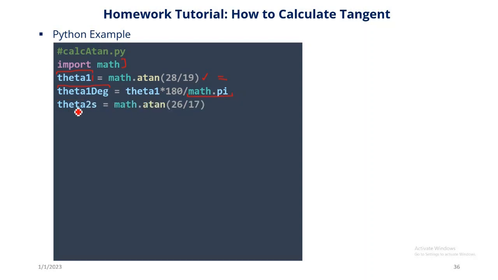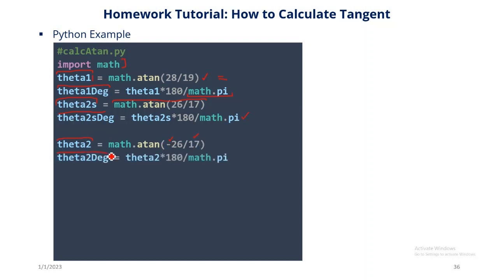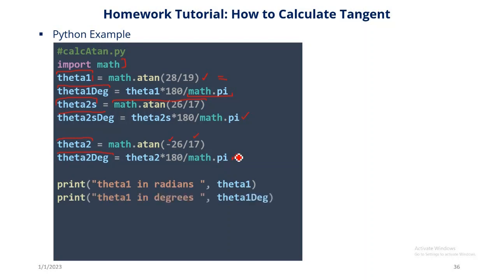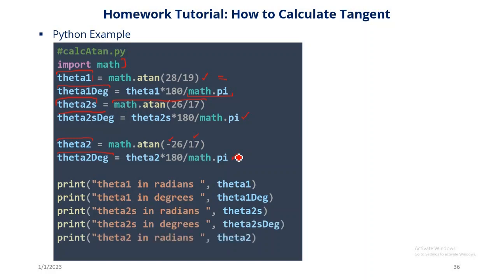The second one we are calculating, theta 2 asterisk, is math.atang 26 over 17. So the answer is in radians. We can convert that to degree, and this is what we've got here. So this was the last method we did, calculating theta 2 directly by using the negative which we got from the subtraction of opposite by adjacent. Convert what you got in radians to degrees here, you will have a negative value. So you can print everything out. Print theta 1 in radians, print theta 1 in degrees, print theta 2 asterisk in radians, print theta 2 asterisk in degrees, print theta 2 in radians, print theta 2 in degrees, and we are done.